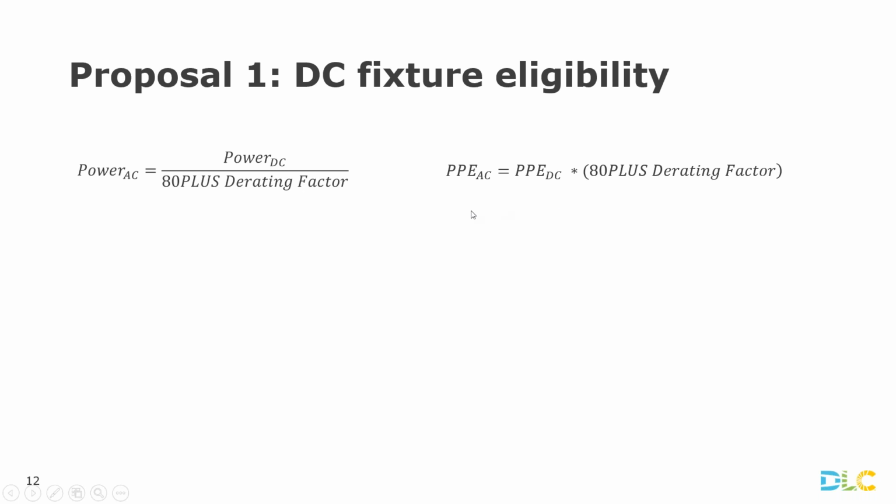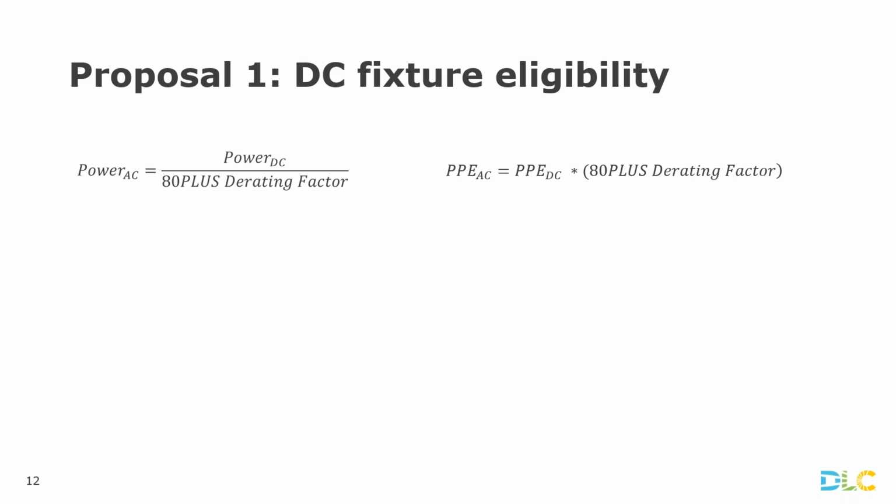In the second equation on the right, you would see that that same efficacy that's measured in an integrating sphere would be multiplied by that same number that's less than 1, which would be your 80 Plus derating factor, having the effect of decreasing the PPE. The PPE is the threshold number, so depending on where we choose that derating factor to be, it would make the minimum efficacy that our reviewers are looking for on a DC powered fixture to be somewhere in the 2.1 or 2.2 micromoles per joule of PPF range.